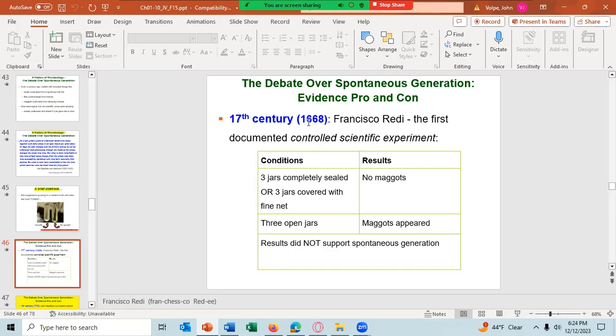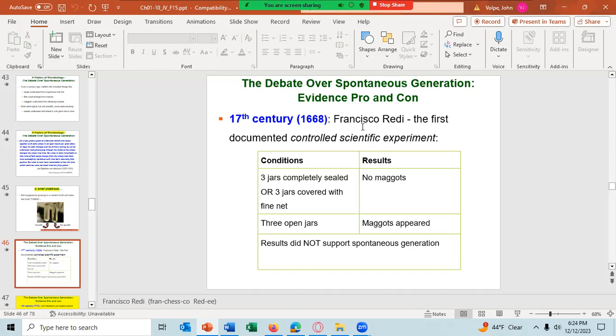where he also gave the first controlled scientific experiment. So you should know this experiment because it's the first documented controlled scientific experiment that was written up. Three jars that were covered with a fine mesh or seal had no maggots growing in the meat, and then three open jars with the meat had maggots in the meat, showing that the maggots did not spontaneously generate.